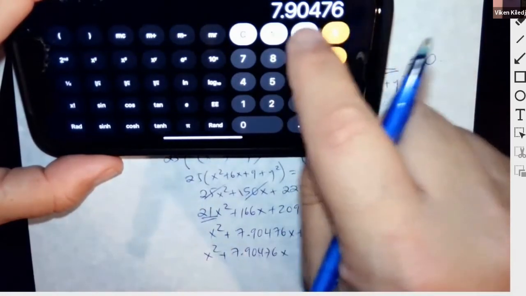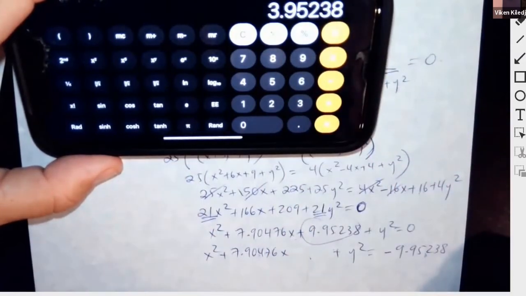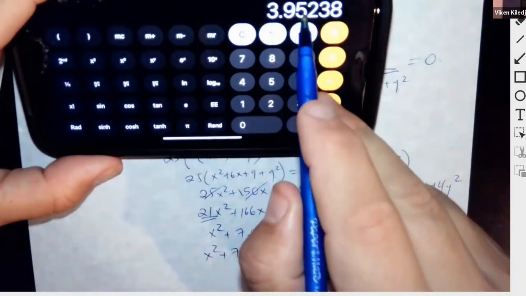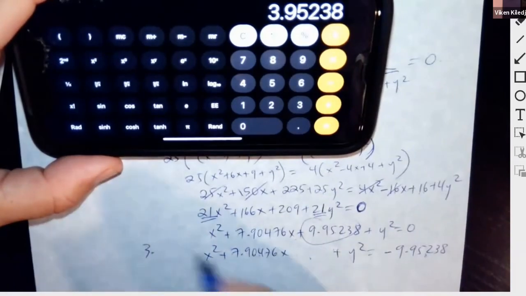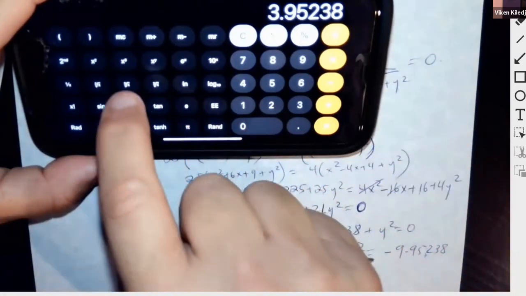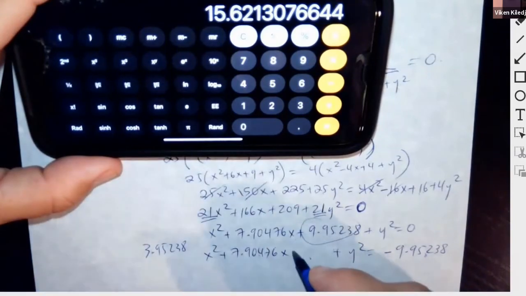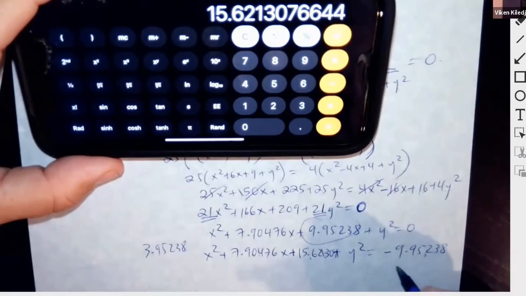So half of the 7.9 is 3.95. Then square that. But this is an important number to remember, so I'm going to write it down here. Half of this is 3.95238. Then square that. Okay, so now add 15.6213 and then add it to the right side.